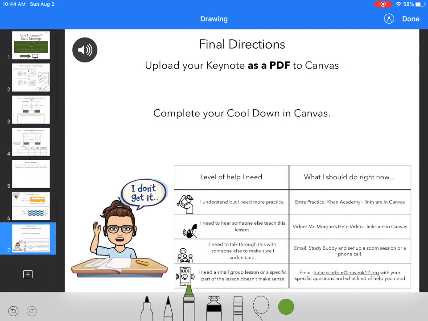And if you need small group, like you understood the basketball problem, but you did not understand the rectangular room, or you understood the rectangular room, but you still don't quite understand what a scale drawing is, I need to know specifically what you need so that I can get you in the right group for small group.